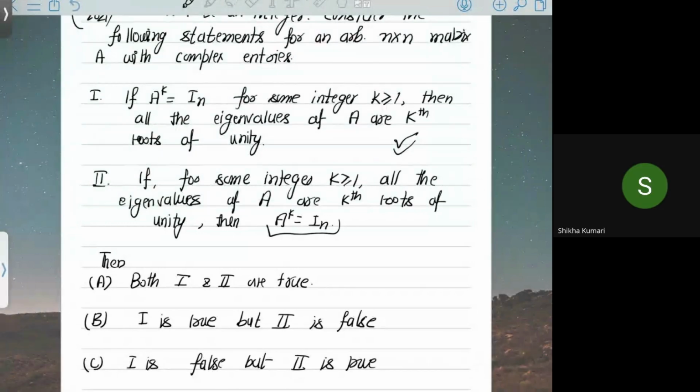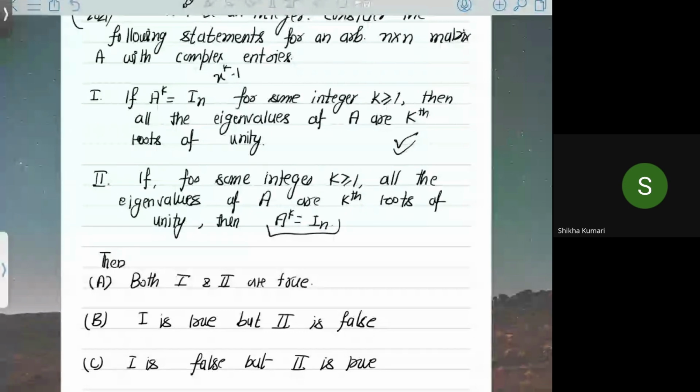Ma'am, please explain part one once again. Okay, thank you for letting me know. So let us look at the statement first carefully. It says that if A satisfies this equation, that means in terms of matrices, A satisfies this polynomial, for some integer k, then they are asking whether all the eigenvalues are kth roots of unity or not, fine.